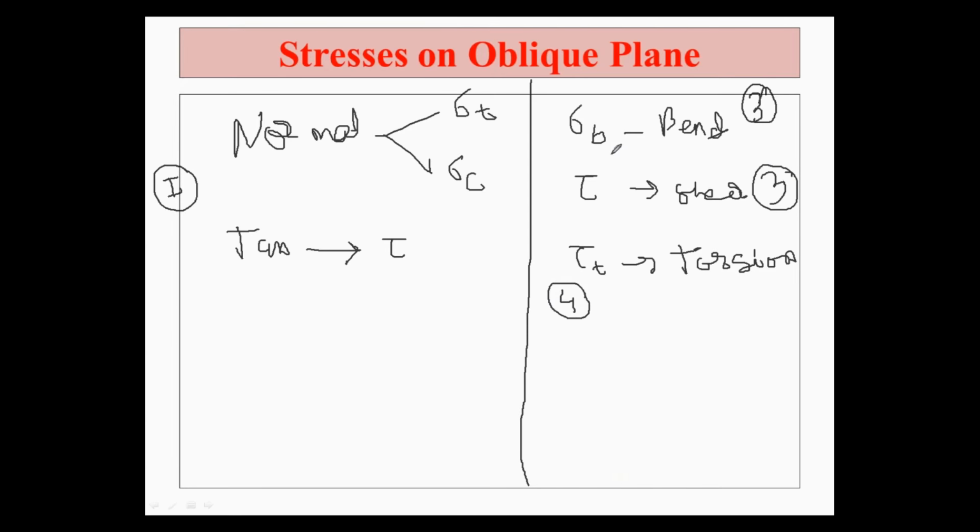Bending stress के लिए अपने को bending formula पता है. For the bending stresses, we have the bending formula M by I is equal to sigma by y is equal to E by R. So that is the formula for bending. Here M is the bending moment, I is the moment of inertia, sigma is the bending stress, which may be tensile or compressive.